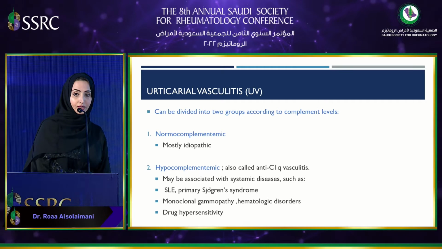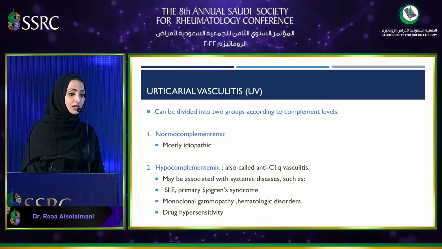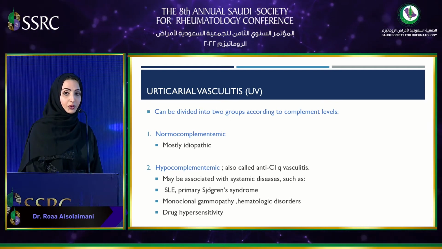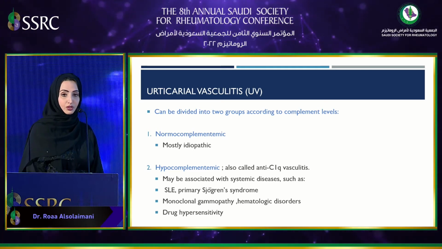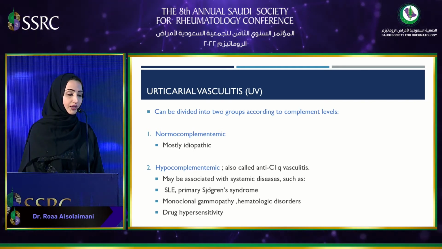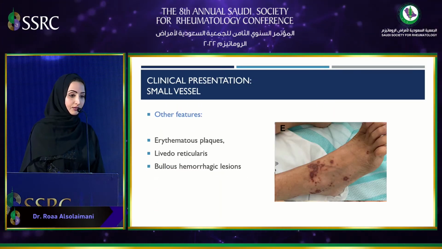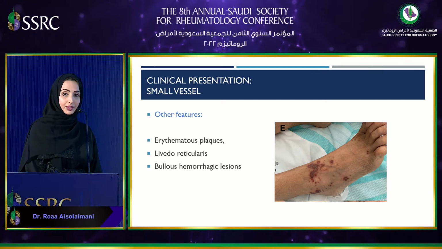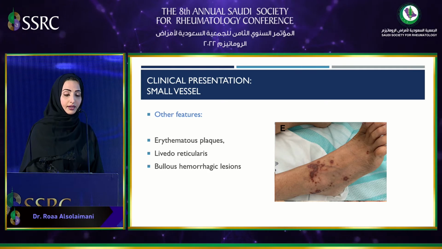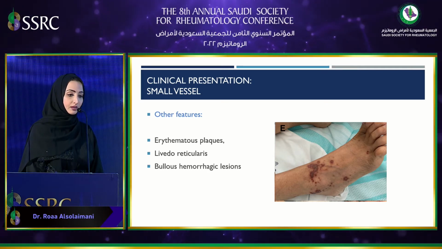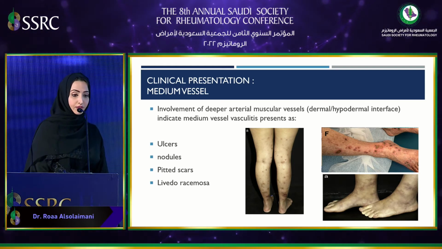Urticarial vasculitis can be divided into two categories based on the complement levels. If you have a normal complement, it's mostly idiopathic. But if you have a low complement, this is anti-C1q vasculitis, which can occur with systemic disease such as lupus or drug hypersensitivity. Other clinical presentations, as you can see in this image, the patient has erythematous plaque, livedo reticularis, and bullous hemorrhagic lesions.